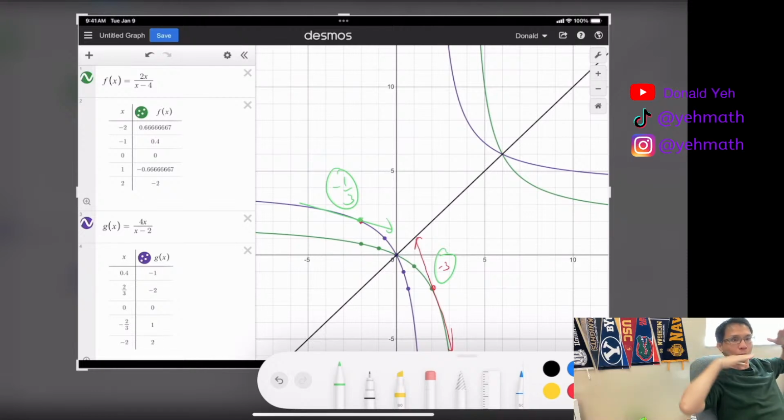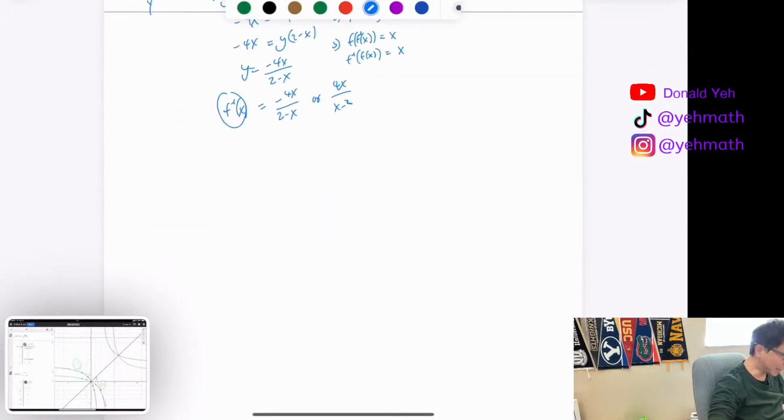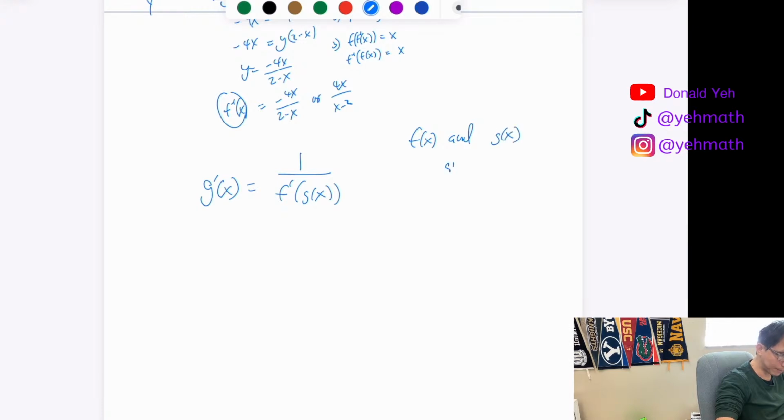Okay, so you see that -3 and -1/3. That's a very, very important relationship for you to understand. It just means that there's a special relationship between those two. So I'm going to write it down. g prime of x is equal to 1 over f prime of g of x. See that 1 over is the reciprocal. Now they say f of x and g of x are inverse to each other.